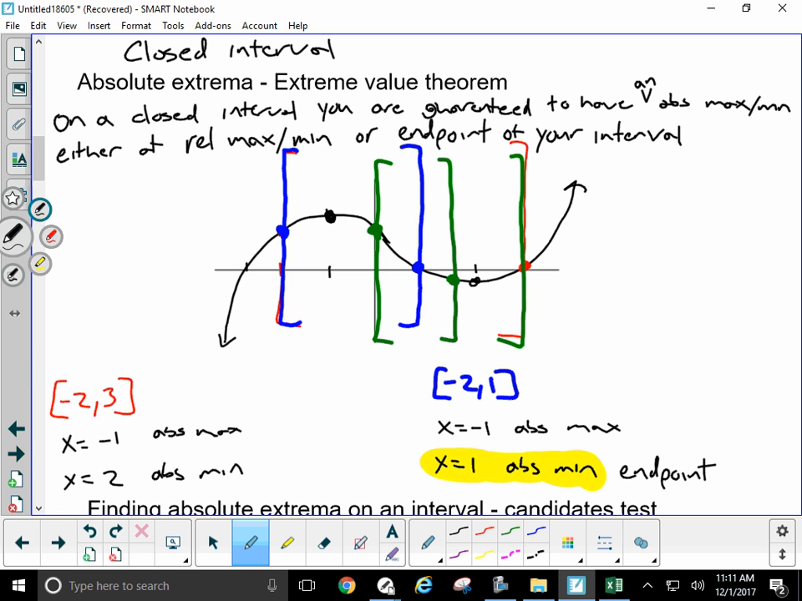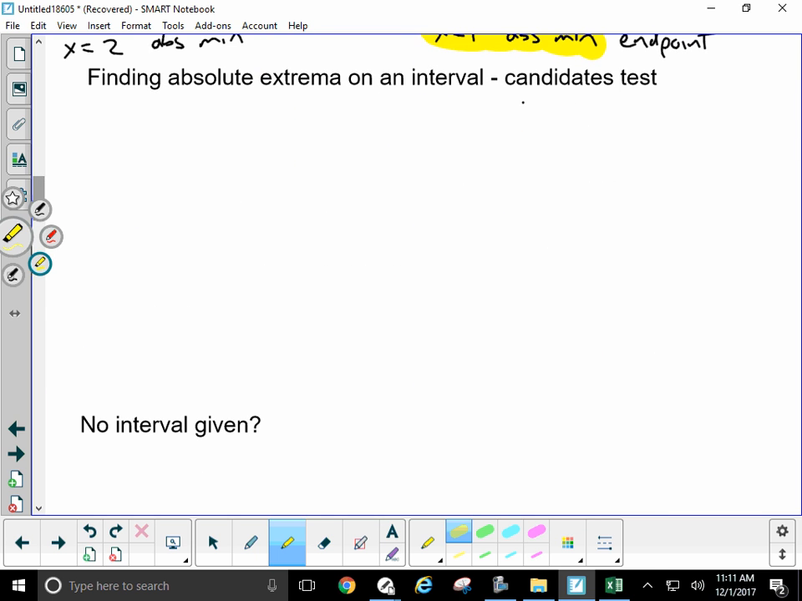Okay? On a closed interval, and this is the extreme value theorem, you are guaranteed to have an absolute max or min either at a relative max or min or at an endpoint. Okay? Well, knowing that, we have something that we could call a candidates test. You'll have to write that in. You're asked to find an absolute extrema on an interval.